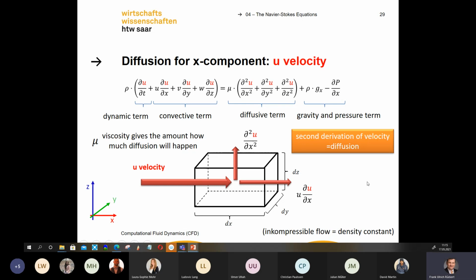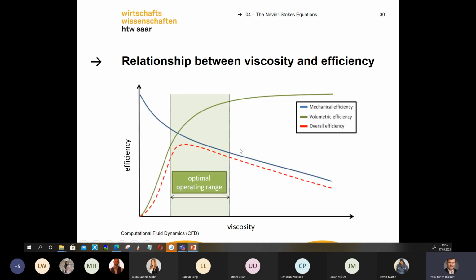Okay, this is, I think, quite tough. Now you ask me, why do I need viscosity? It's so complicated. Why do I need to describe diffusivity? The convective term is much easier to describe, but the secret is viscosity. It really influences our efficiency.